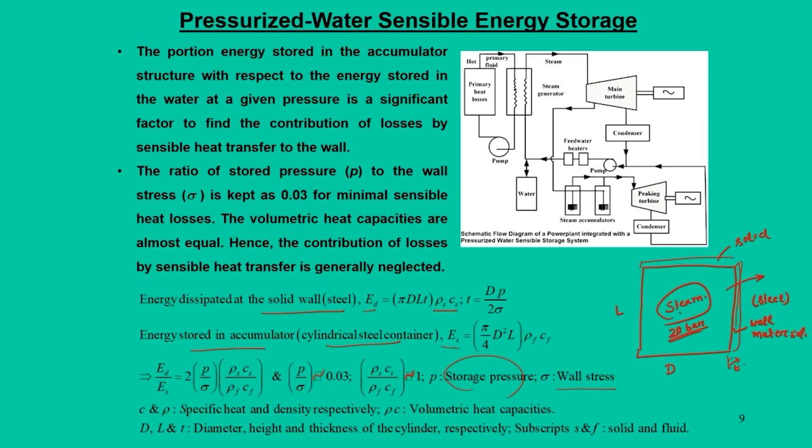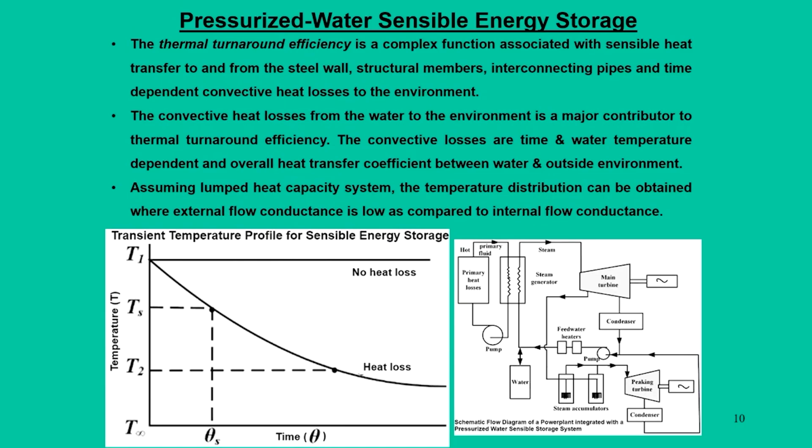So, the only possibility for energy to come out of the system is through convection. For that reason, we say that convective heat loss from the water to the environment is a major contributor to the thermal turnaround efficiency. So, we will try to find out the thermal turnaround efficiency for this kind of pressurized sensible heat storage system, and for that we need to understand the following.